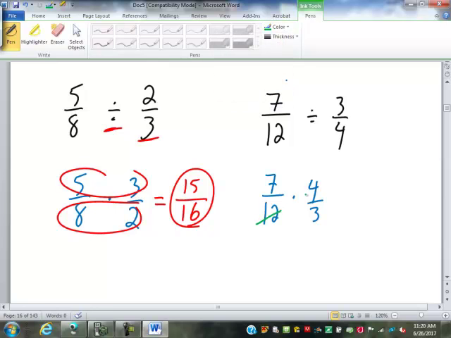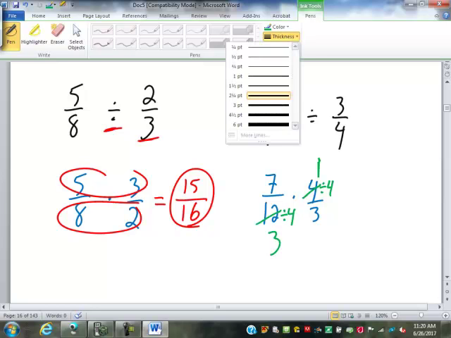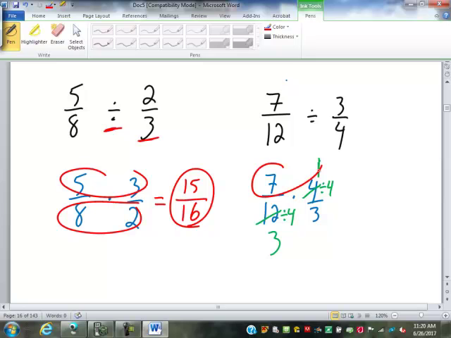I can reduce. I can cross cancel both the 12 and 4. 4 divided by 4 is 1. 12 divided by 4 is 3. Perfect. So 7 times 1 is 7. And 3 times 3 is 9. So 7 ninths. What do you think?